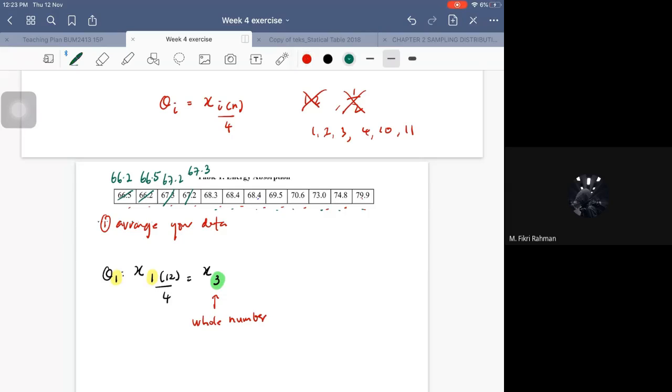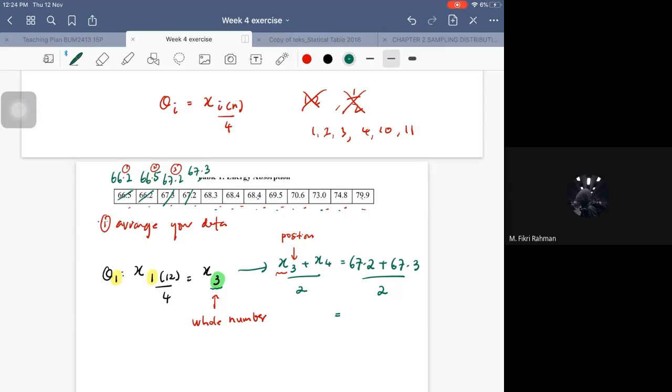So according to the rule, if you calculate the formula and you get a whole number, what you have to do is take x3 plus the number that goes after that, which is x4, and divide by 2. For this case, the 3 is telling us the position of the number. In your data set, x stands for the data set, and 3 stands for the position. So what is in position number 3? This is position number 1, position number 2, position number 3. In the third position is a value of 67.2, plus in the fourth position is 67.3, and all you have to do is divide that by 2.